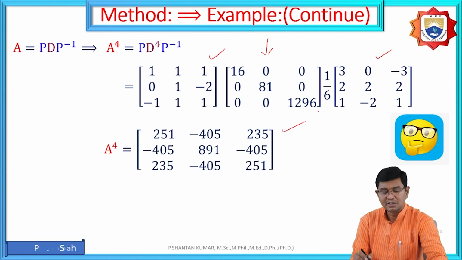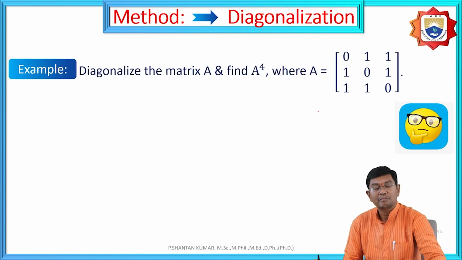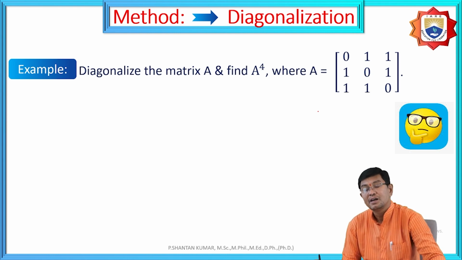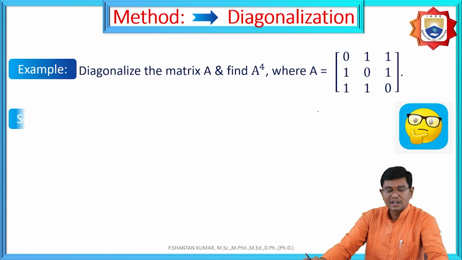And now again we need to take the product. This is the required matrix, from the given matrix, the diagonalization as well as the powers of the matrix. And similarly, we need to find out the diagonal matrix of A.